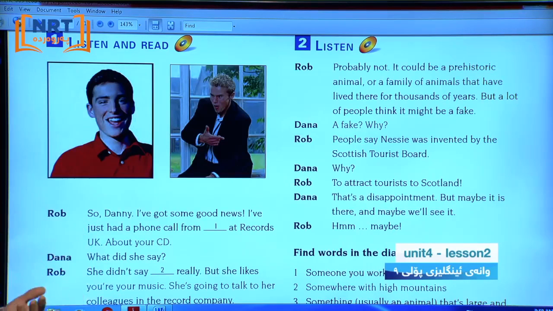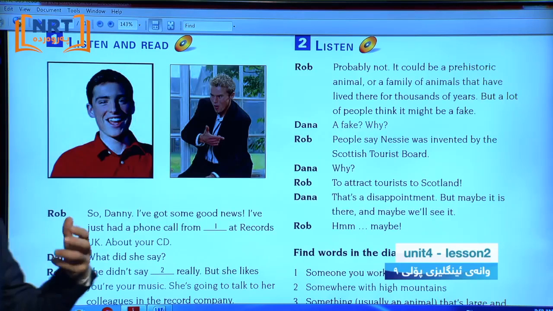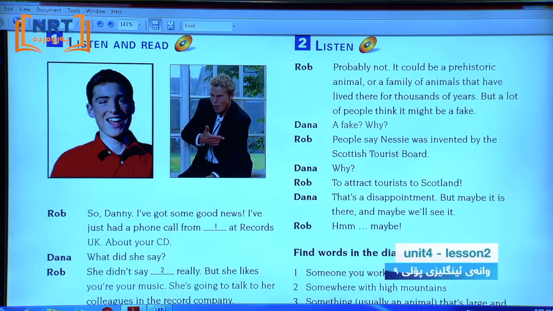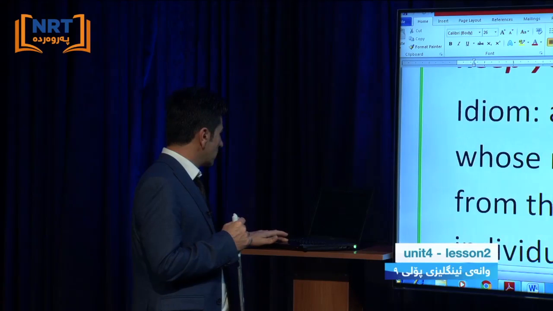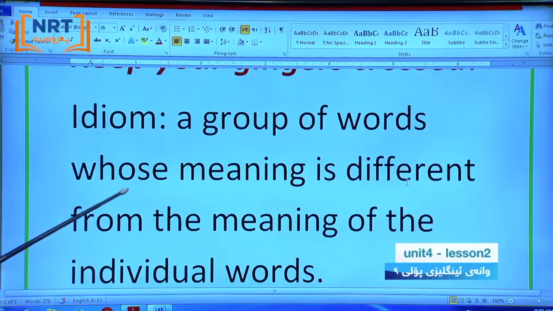This is an idiom: keep your fingers crossed. And if you know what an idiom is, you can find the meaning of this sentence. As you remember, we talked about idioms: a group of words whose meaning is different from the meaning of the individual words. There are many idioms in this book, and you have to know them. First of all, you have to know what an idiom is. If you know what an idiom is, it is easy to find its meaning.